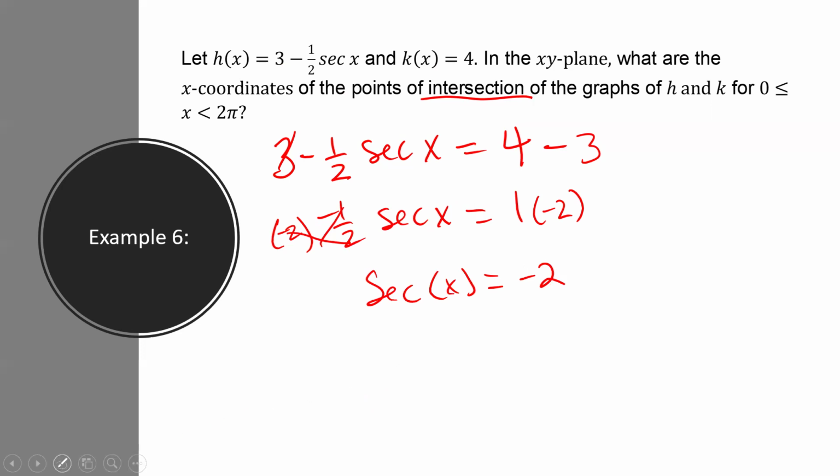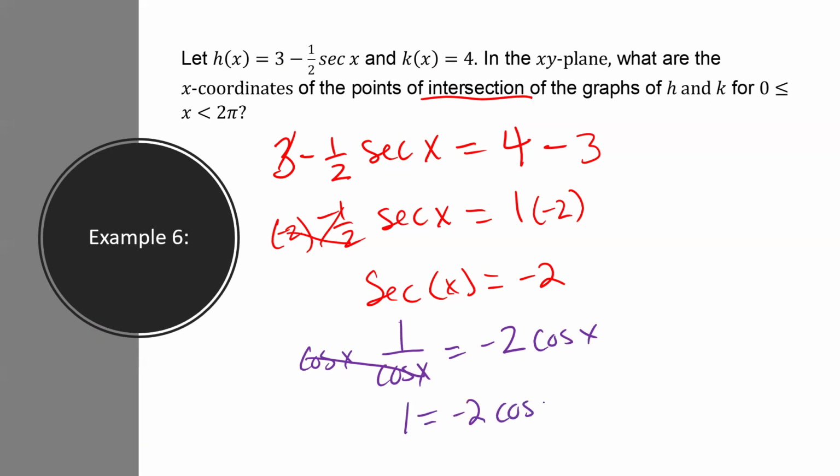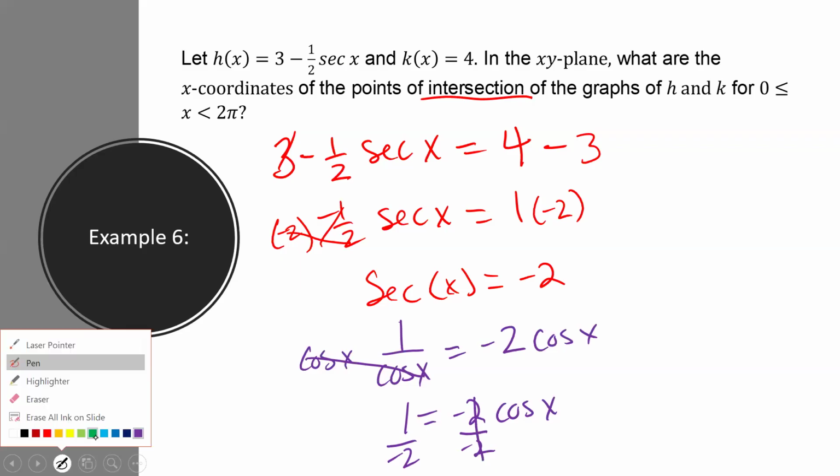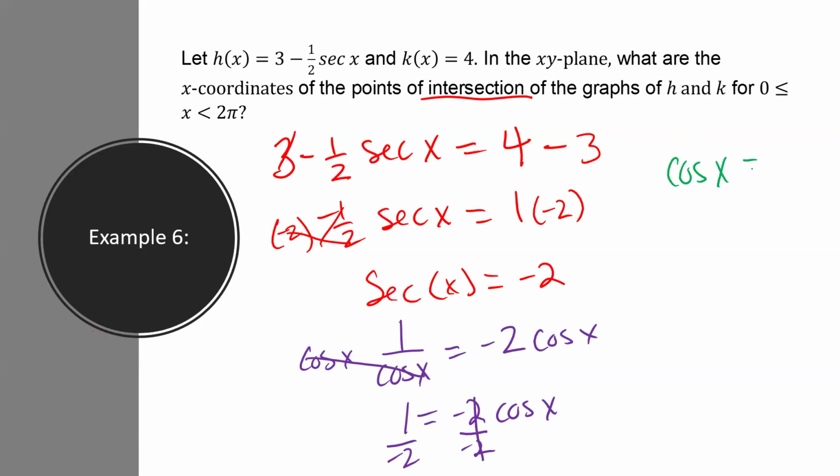We find the reciprocal, right? What is our reciprocal? 1 over cosine x. That's my next step. We'll multiply both sides by cosine x. So now we're left with 1 equals negative 2 cosine x. Perfect. And we divide by -2. So we are ultimately looking for cosine x equal -1/2. So on our unit circle, we're asking ourselves, when does x equal -1/2?